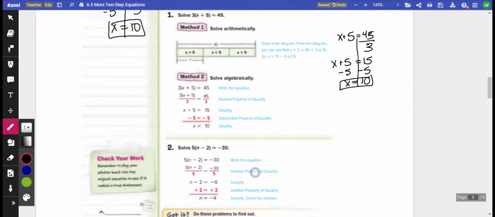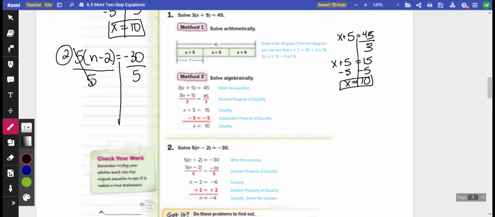So for number 2, we're going to solve this one using the same method. You can either do method 1, where you're solving arithmetically with a bar diagram, or method 2, solving algebraically. I'm going to show the algebraic method, but please feel free to use the arithmetic method with the bar model. So 5 times quantity n minus 2 equals negative 30. Extending my equal sign, I'm going to divide both sides by 5. So n minus 2 equals negative 30 divided by 5, which is negative 6. A negative divided by a positive is a negative. From here, if you want, you can make that a negative 2. The inverse of a negative 2 is positive, so I'm going to add 2 to both sides. That leaves me with n equals negative 4.